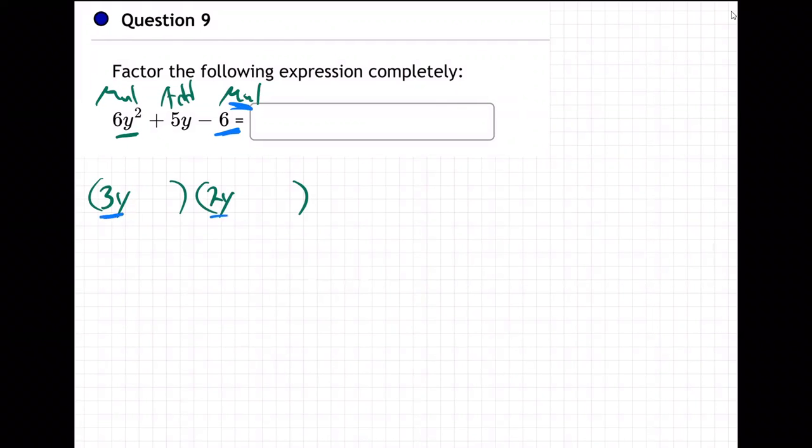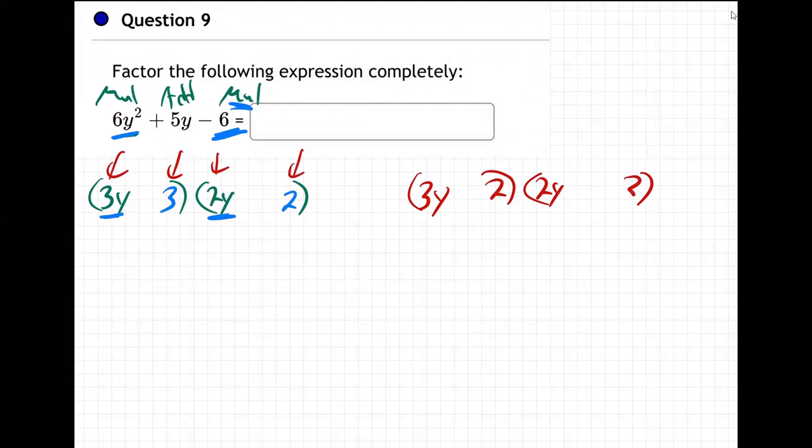So we go front times front to be front. Okay, now what times what is 6? Well, 3 times 2 again, right? But the problem is it could be the other order. Do you know what I mean? It could be 3y, 2y, and instead of the 3 going with the 3 and the 2 going with the 2, they could be the 2 with the 3 and the 3 with the 2.